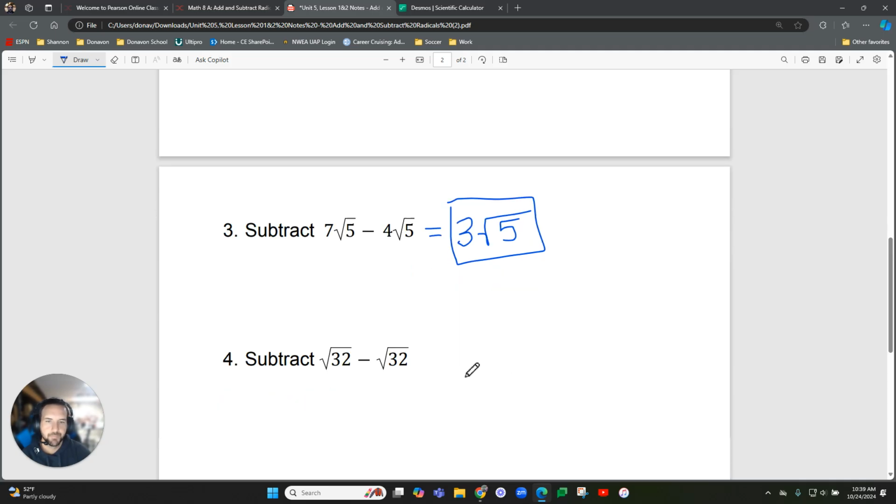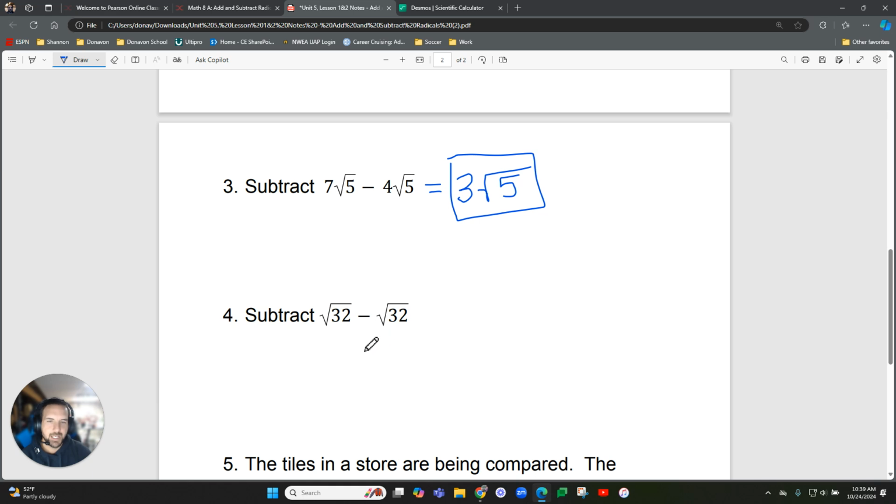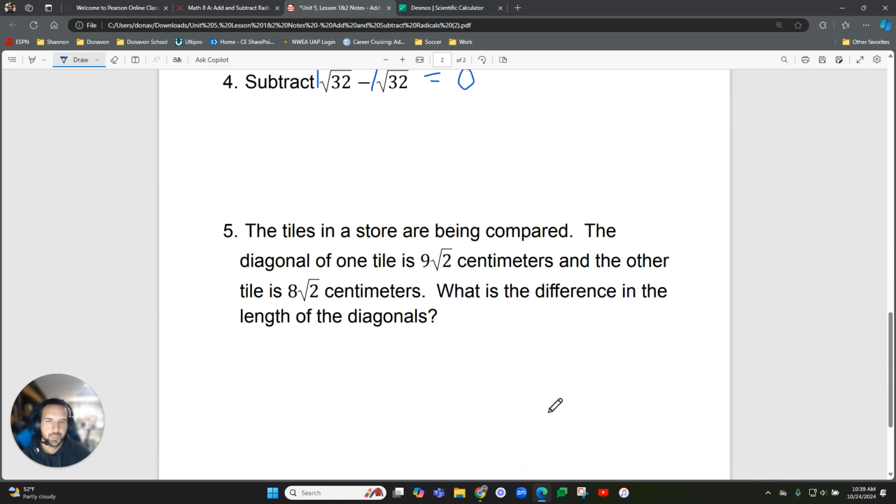Pretty simple. This is a number minus itself. So, I mean, imagine if it was 1 minus 1, it would be 0. So anything minus itself is going to be 0. So that's just going to be 0, because we have 1 square root of 32 minus another square root of 32. So 1 minus 1 is 0. So that would be 0.